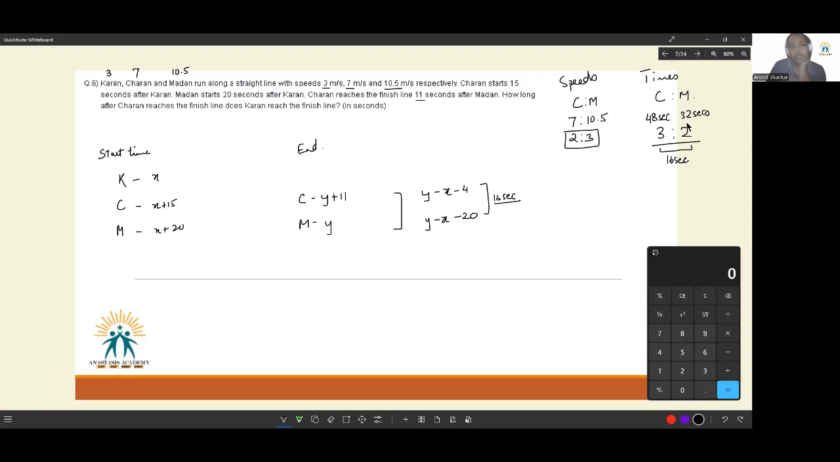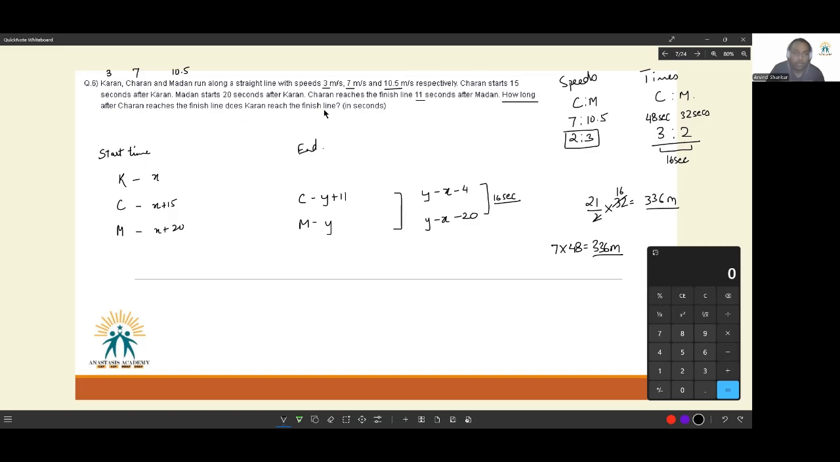So if the time taken by Madan is 32 seconds, 32 into 10.5, or 21 by 2 into 32, 21 into 16 is 336 meters. This is the length of the race. You could also use Charan's time, 7 into 48 will get us to 336 meters. The length of the race is now known. Okay. Lots of things are known.